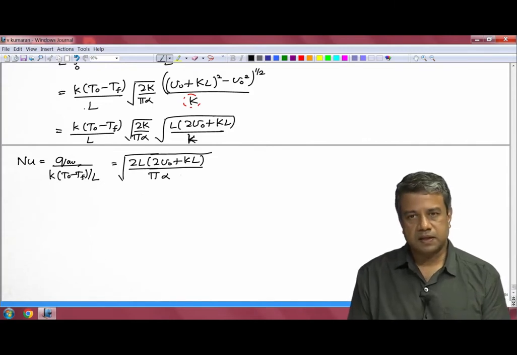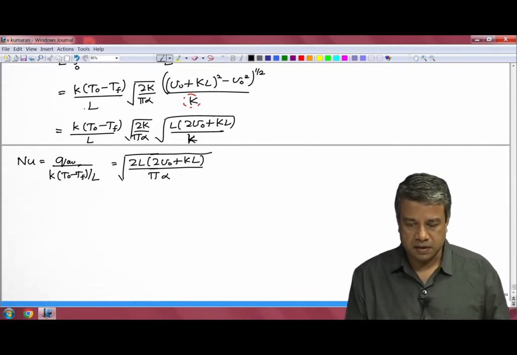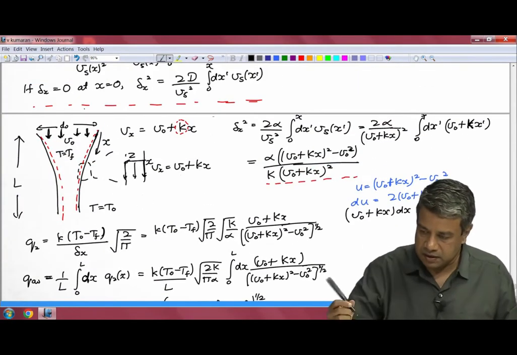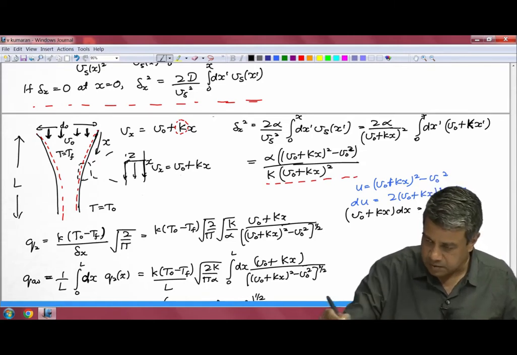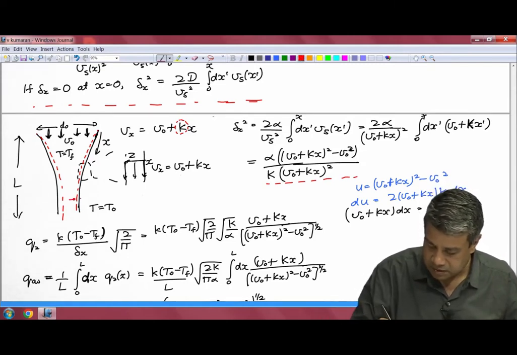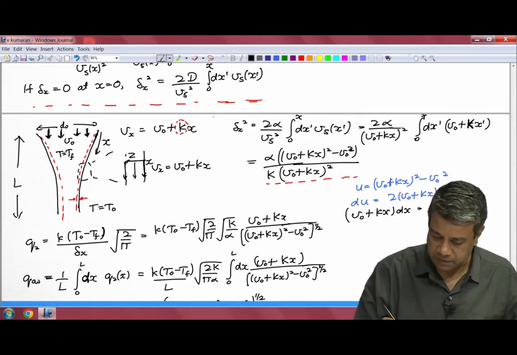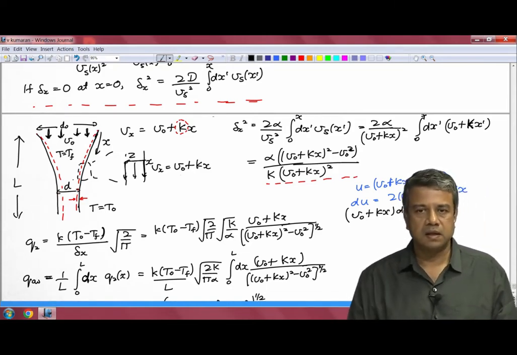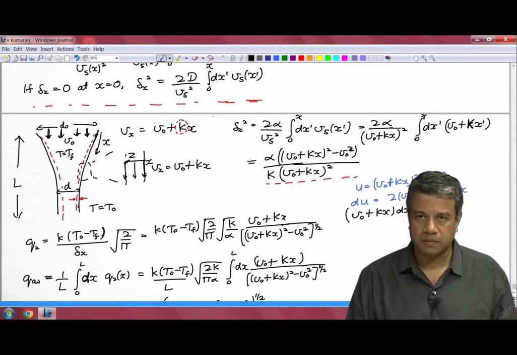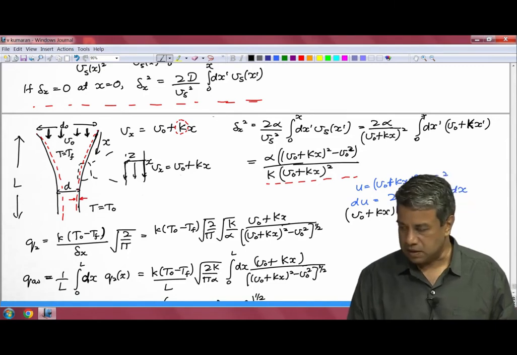So, implicit in this calculation is the assumption that the boundary layer thickness is much smaller than the diameter of the filament. The diameter at any location d is much larger than the boundary layer thickness, so that I can consider this to be diffusion into an infinite medium. That is implicit in this calculation.